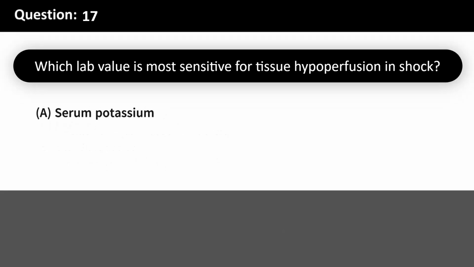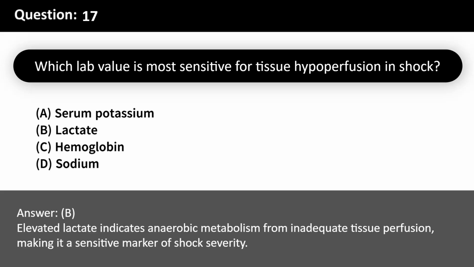Which lab value is most sensitive for tissue hypoperfusion in shock? A. Serum potassium. B. Lactate. C. Hemoglobin. D. Sodium. Answer: B. Elevated lactate indicates anaerobic metabolism from inadequate tissue perfusion, making it a sensitive marker of shock severity.